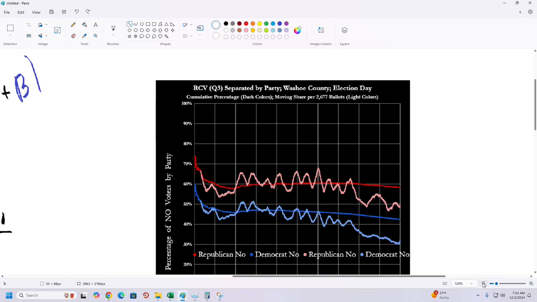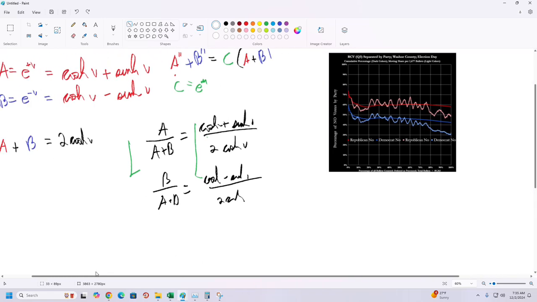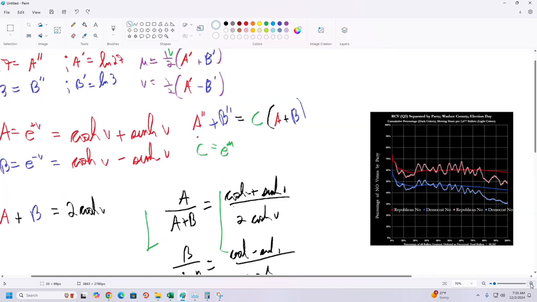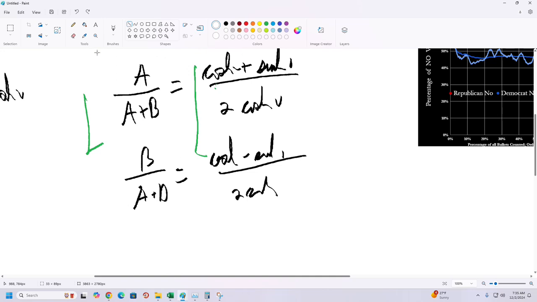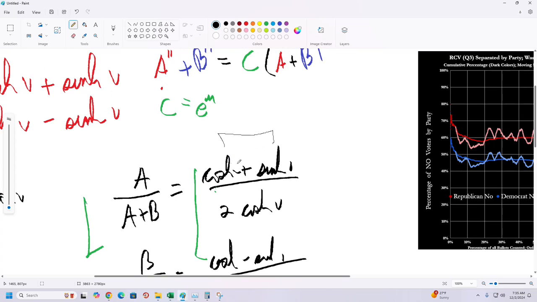Now, as B goes to 0 relative to A, you get 100% of the vote because cosh and sinh are also nearly equal to each other as V goes to infinity. So as the ratio goes to infinity, cosh V equals sinh V. So then you get 2 cosh over 2 cosh, which is 100%. You see how this is all making sense now?